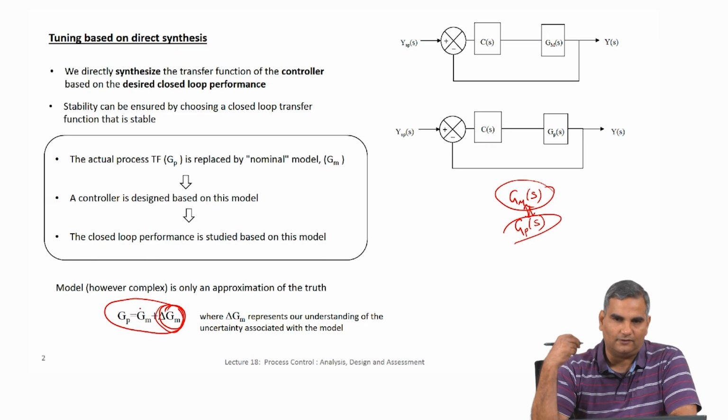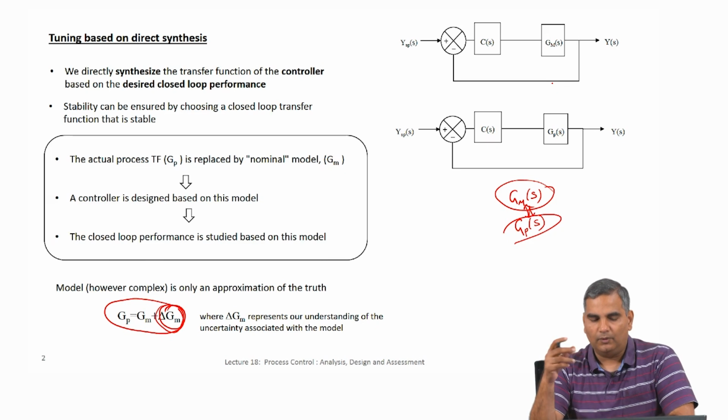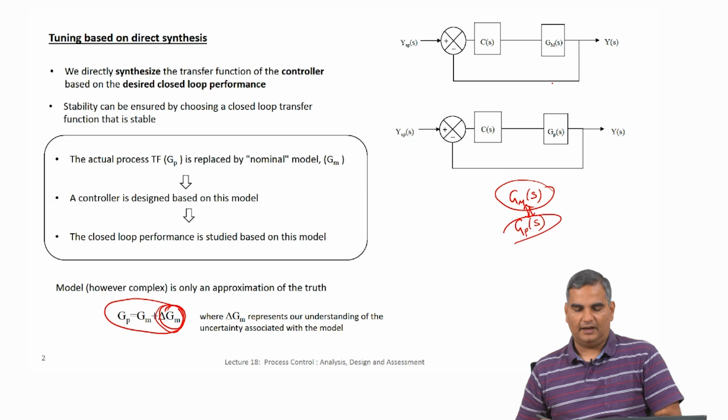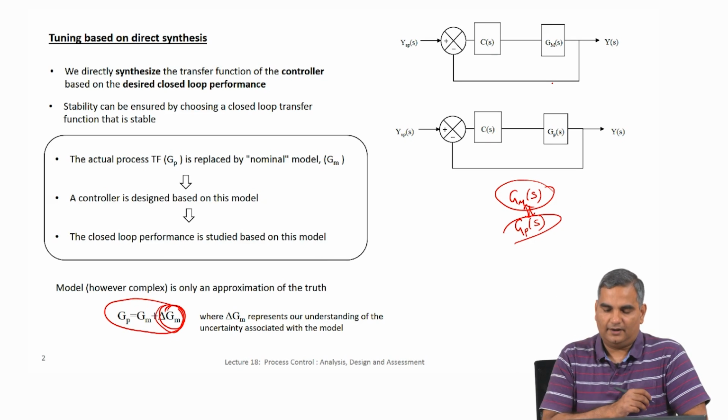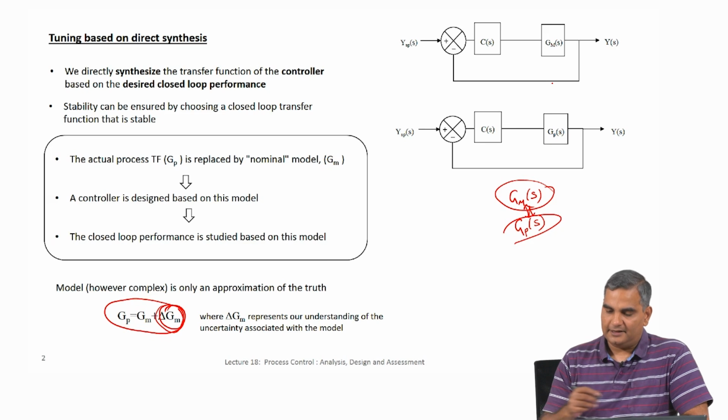So, we base our controller on a model, but since the model is the process, while we analyze how the controller will work once implemented, we again use the same transfer function because we assume process and model are the same. However, for the first time, what we are going to say is that whatever we are trying to do in terms of tuning is essentially based on a model.